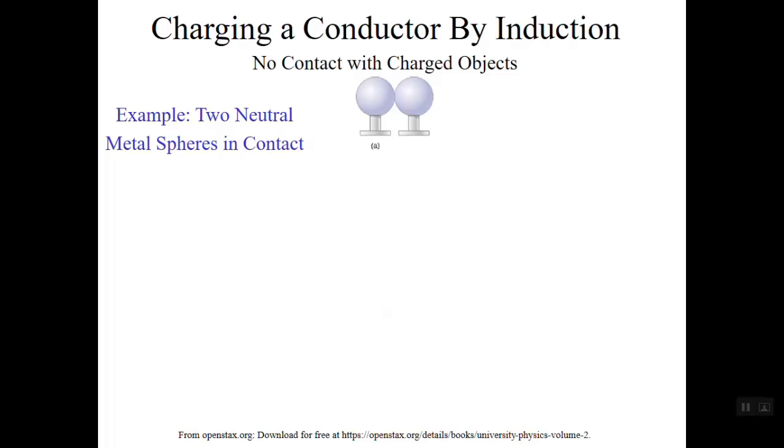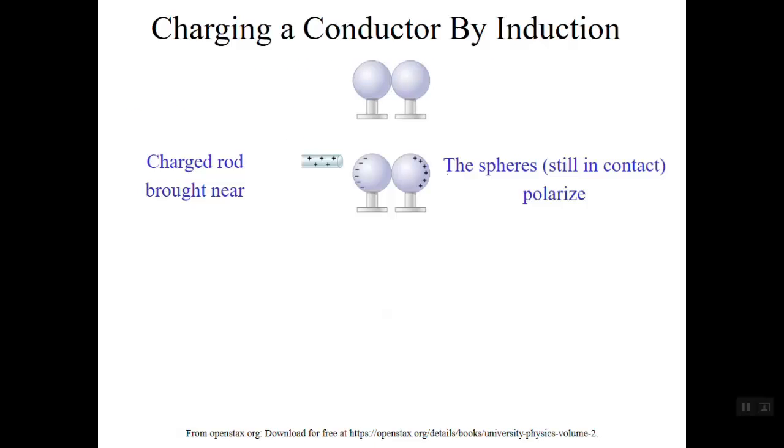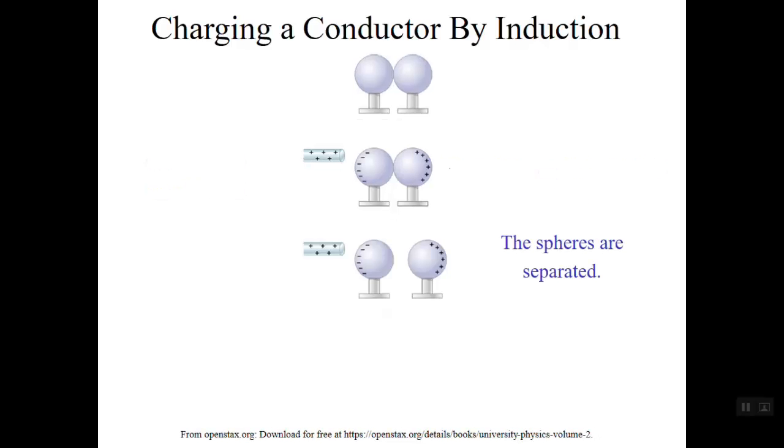If we bring a charged object, say a positively charged rod, near to one of the spheres, then the electric field from the rod would cause the two spheres still touching to polarize, something like that shown here. Note that the charged rod is not touching either sphere.